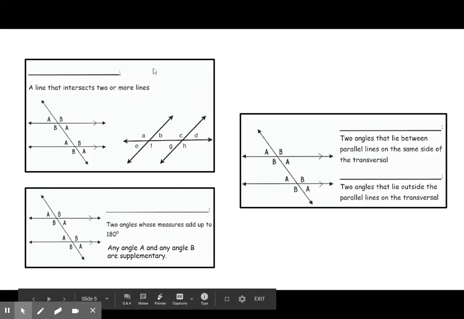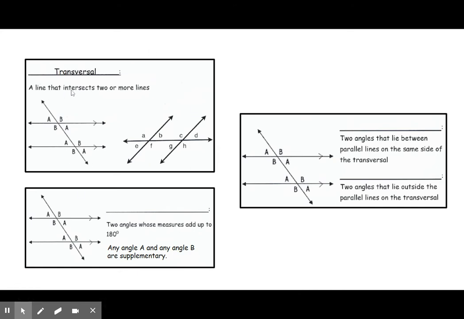So I'm looking at this box up here on the top left. So let's talk about our transversal. All right. So the transversal is any line that intersects two or more lines. Now, what's important to note here is that the transversal is not always going to be diagonal.